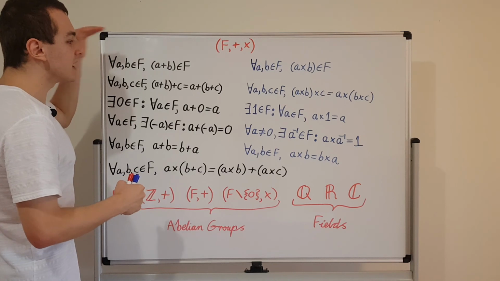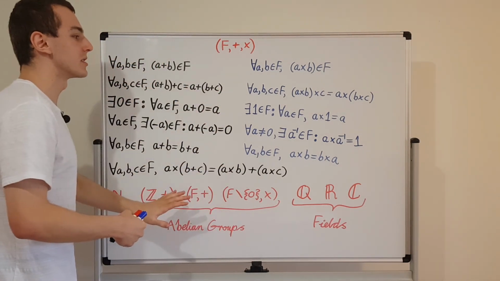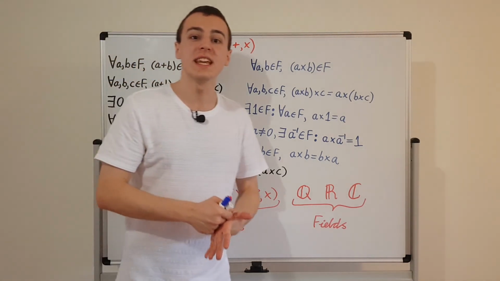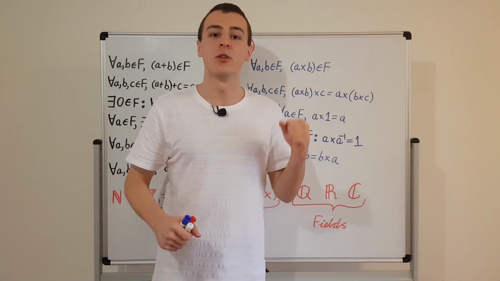So these are the fundamental axioms of a field. And other properties of a field follow from these axioms. You don't have to explicitly state them because they can be proven using these guys. But these are the essential properties for a field.